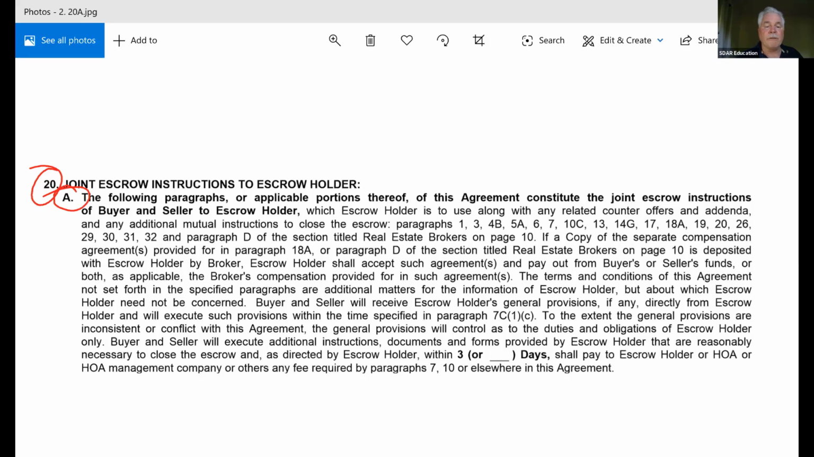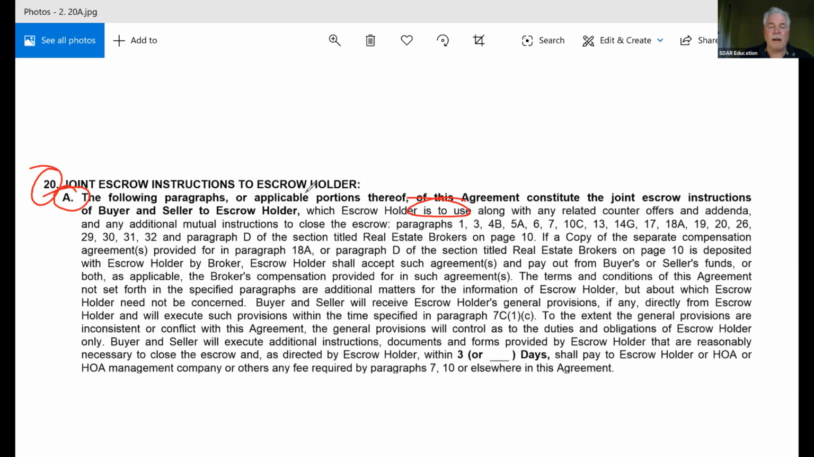Bold print, right? The following paragraphs or applicable portions thereof of this agreement constitute the joint escrow instructions of buyer and seller to the escrow holder. So when somebody says to you, well, I'm waiting for the escrow instructions, well, you're holding it. Here it is, okay? Which the escrow holder is to use along with any related counteroffer and addenda and any additional mutual instructions to close the escrow. I've had people say, gee, I didn't realize that's what that paragraph said. And it's there.